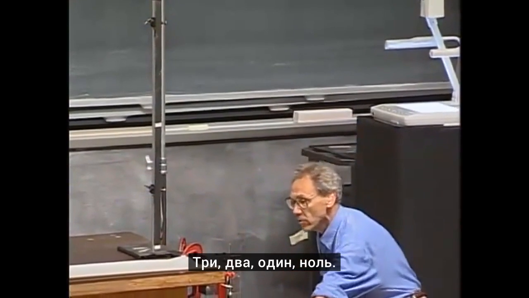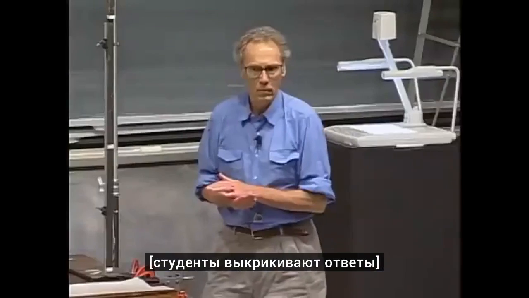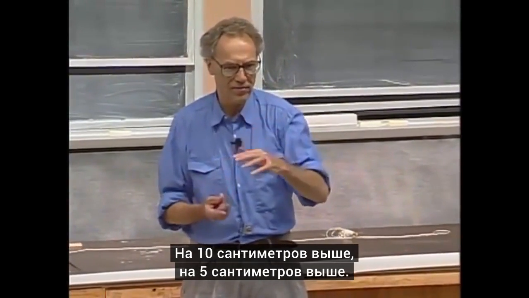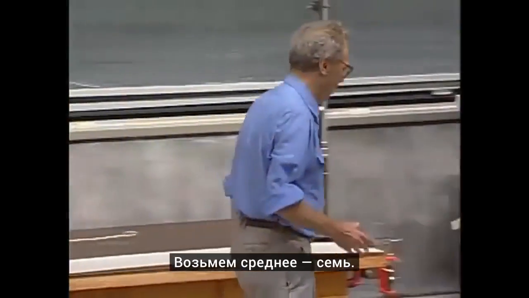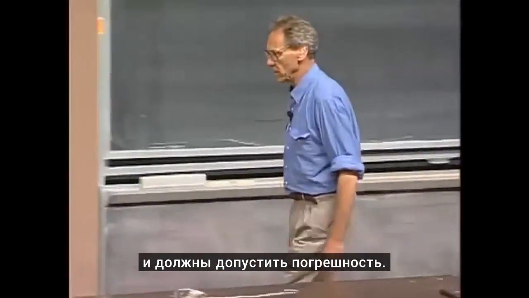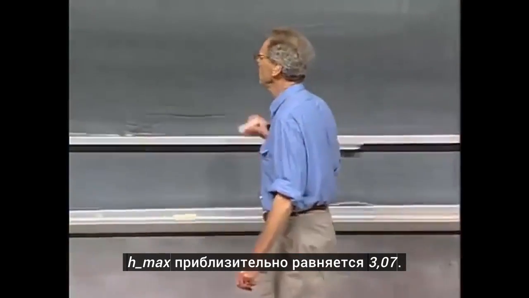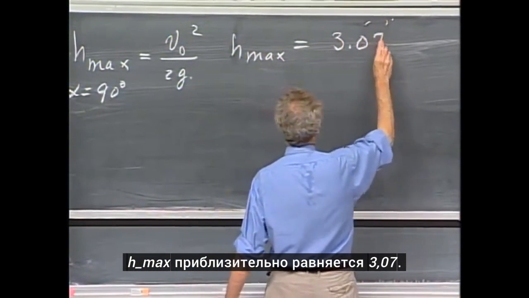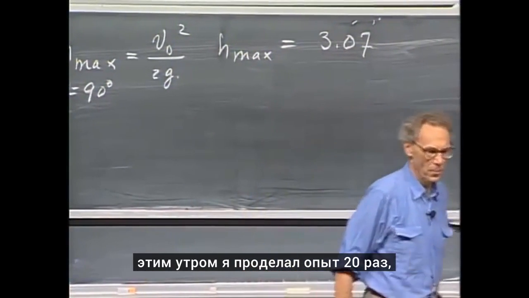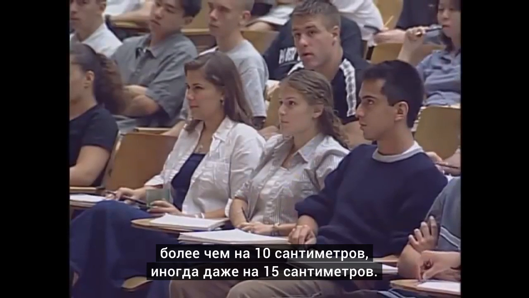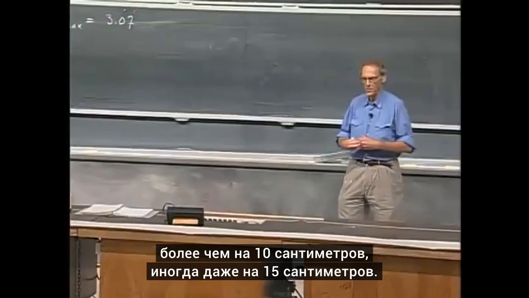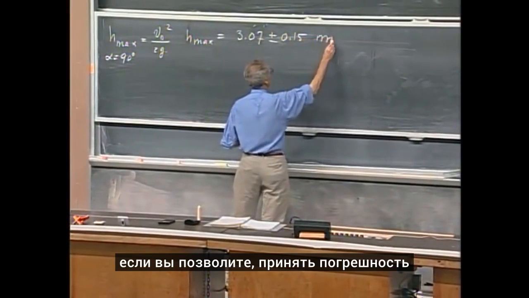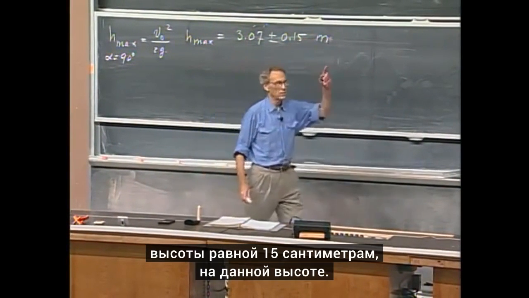3, 2, 1, 0. Lower. Higher. So it was 10 centimeters, 5 centimeters higher, so we'll take 7. So we'll make 7, and we'll have to allow for an uncertainty. So H max is about 3.07. I have done this this morning 20 times. And there were times that the height differed by more than 10 centimeters, sometimes even 15 centimeters.